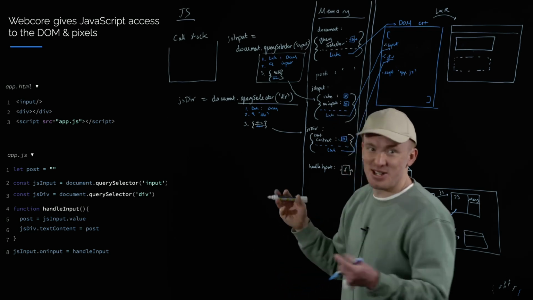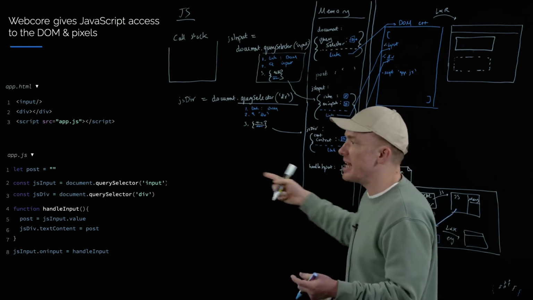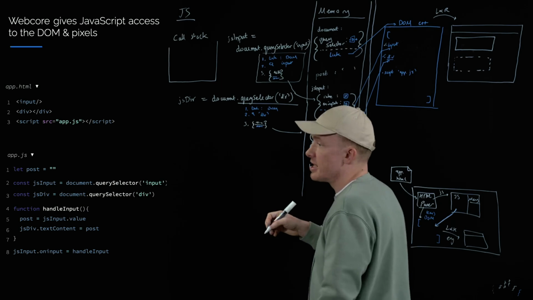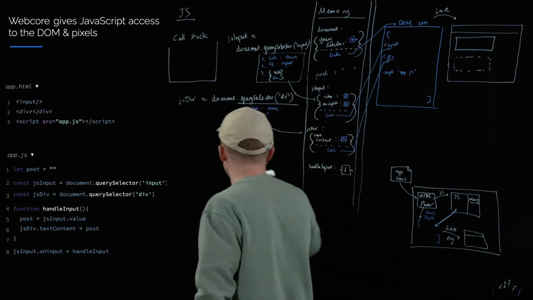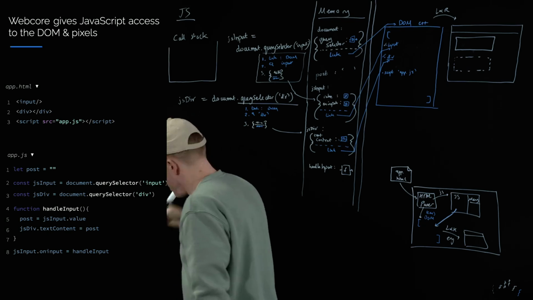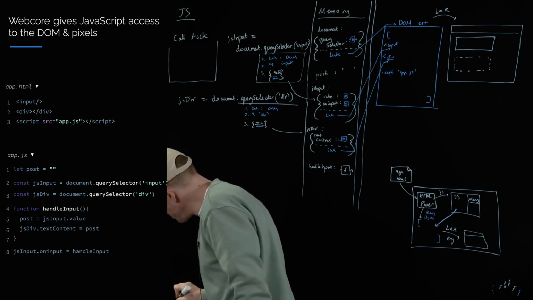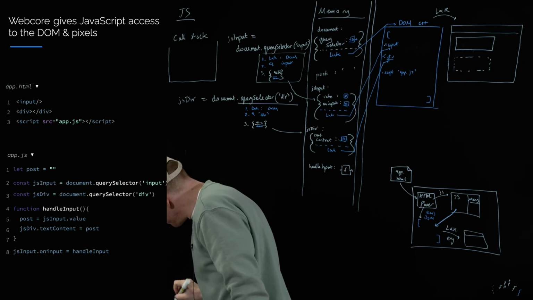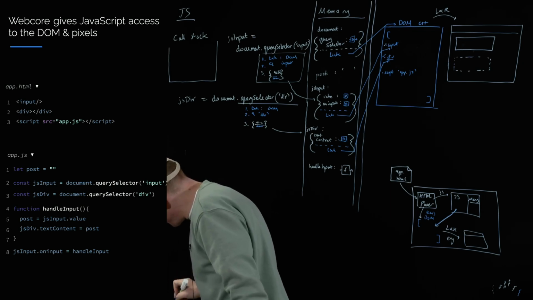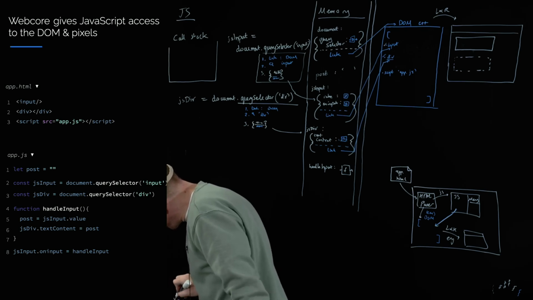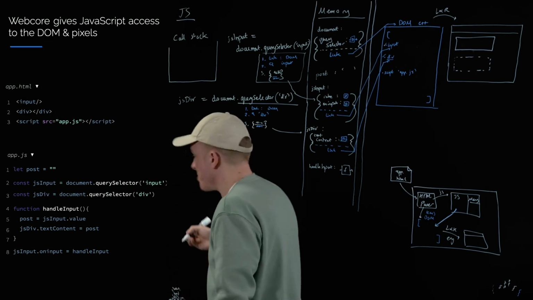Okay, so let's do that. Great job. Let's assign that function in line 8. Give it a go, Alexa, if you don't mind. Okay, so we are going to find our JS input object in our JavaScript memory. And we are going to find our JS input object and use our link to that DOM element.